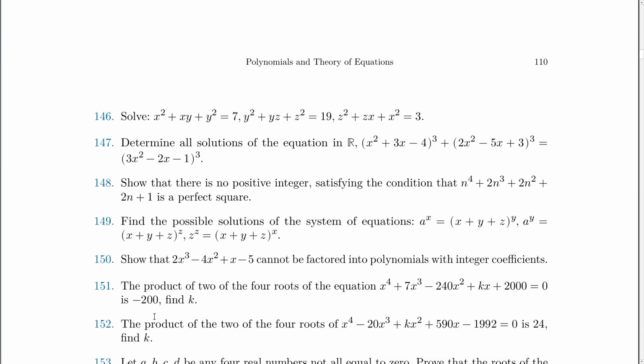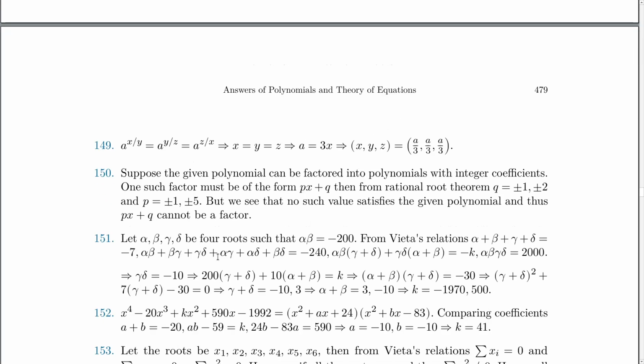Now we look at question number 152. The product of two of the four roots of x to the power 4 minus 20x cubed plus kx squared plus 590x minus 1992 is equal to 0 is 24. Find k. So it is a similar problem.